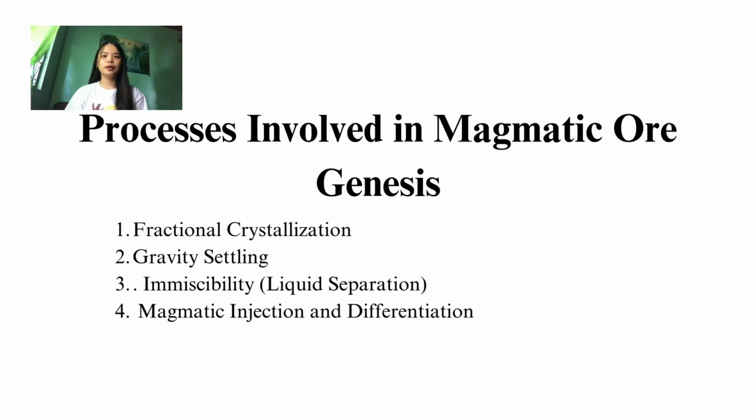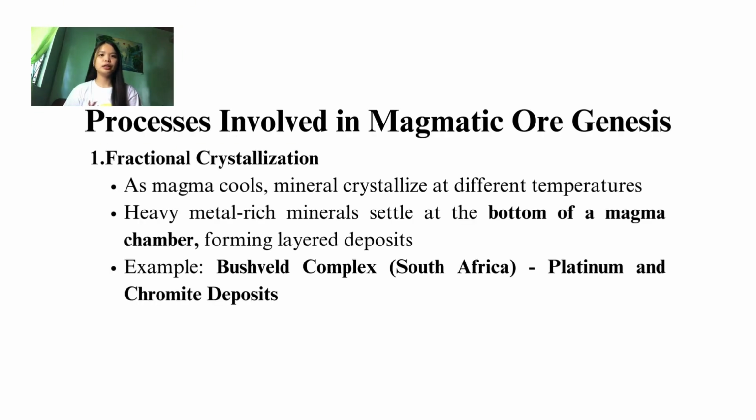iron. Processes involved in magmatic ore genesis are fractional crystallization, gravity settling, immiscibility or the liquid separation, and magmatic injection and differentiation. In fractional crystallization, as magma cools, minerals crystallize at different temperatures and heavy metal-rich minerals settle at the bottom of a magma chamber that leads to the formation of layered deposits. Example is Bushveld complex in South Africa and the platinum and chromite deposits.